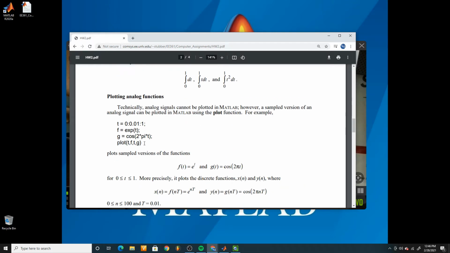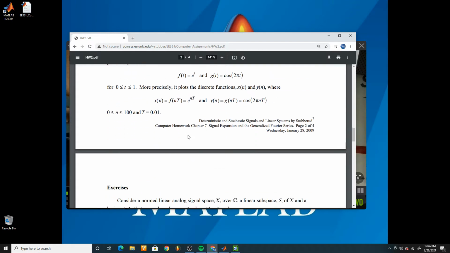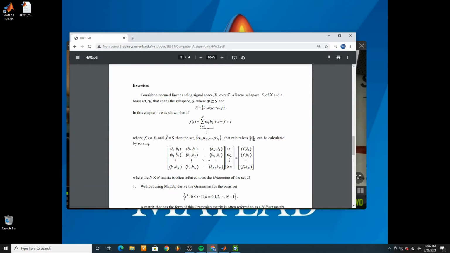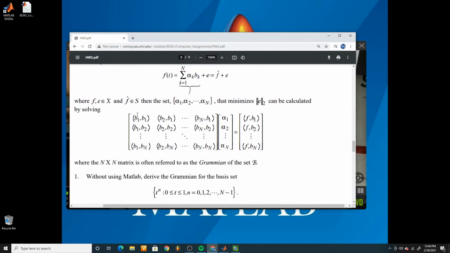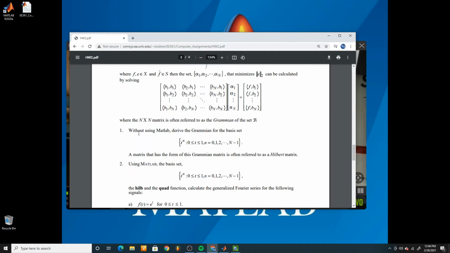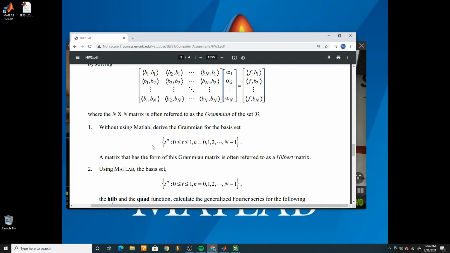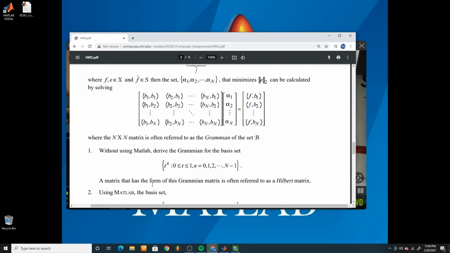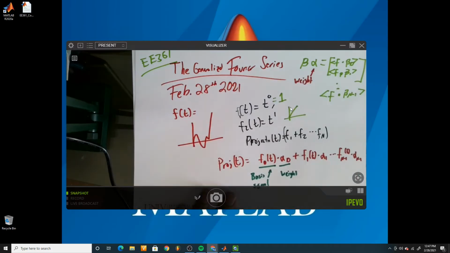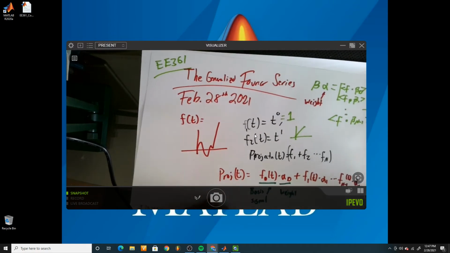I checked it. You already know from 360 how to plot analog signals. And so here is our little square. The first example is going to ask you to, without using MATLAB, so you must do this on a piece of paper. This is why Dr. Stewart makes you do hand calcs, to derive the Gramian. And I'll show you how to do maybe just one point.